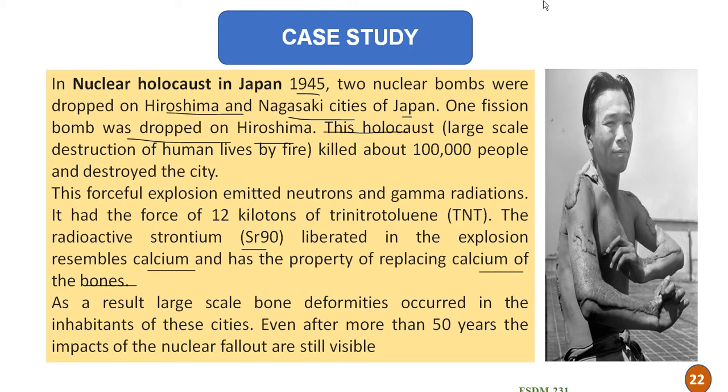Besides the direct effect which killed 1 lakh people, there is also an indirect effect of this nuclear holocaust. The material used, which has radioactive strontium, that is Sr-90, is liberated due to this fusion or explosion. It resembles the calcium of the human bone and replaces the calcium of the bone, and thus produces harmful or inherited mutations in the next generation also. This is the dangerous thing of that nuclear holocaust.